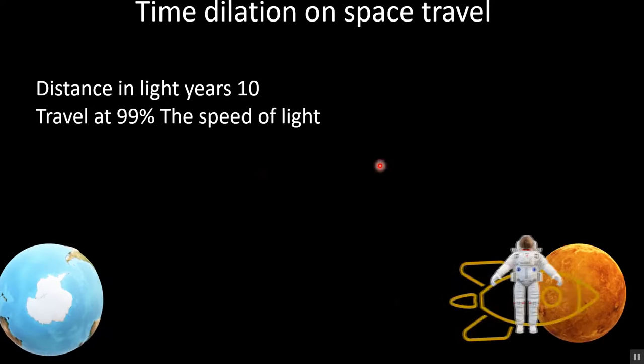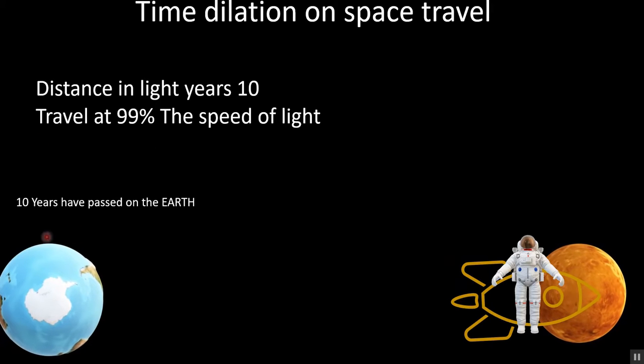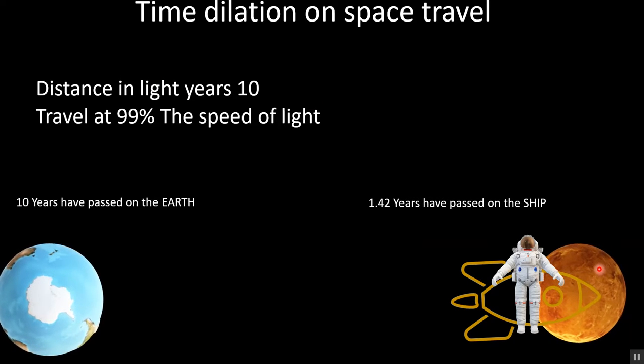If we could go at 99% the speed of light, wow, I'll call it 10 years. So it's almost the speed of light, so only 10 years have passed on Earth because the star, or planet, is 10 light years away. 1.5 years have passed on the ship. Now that starts to get interesting.